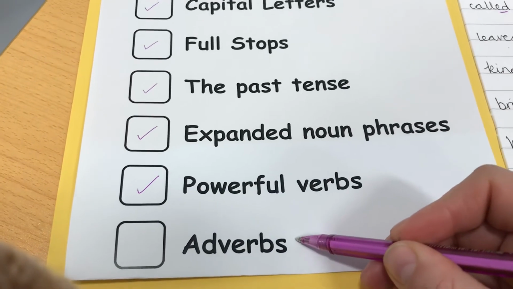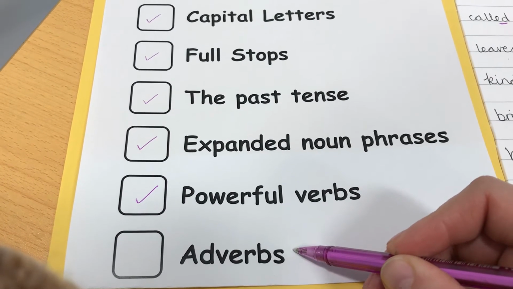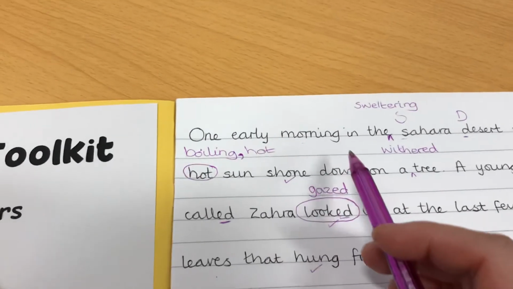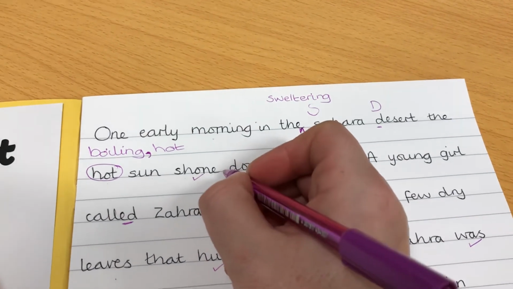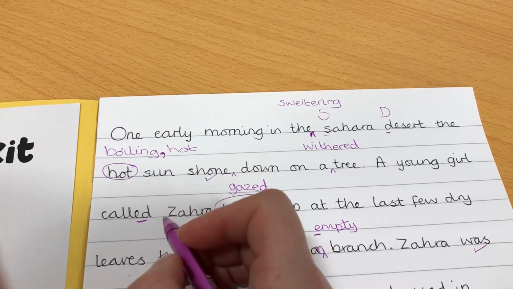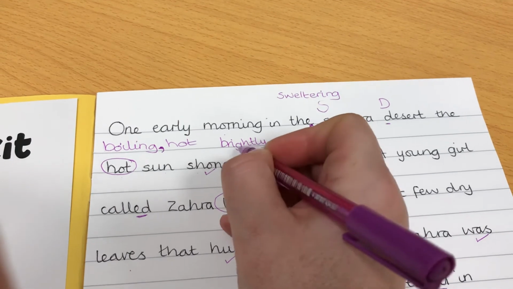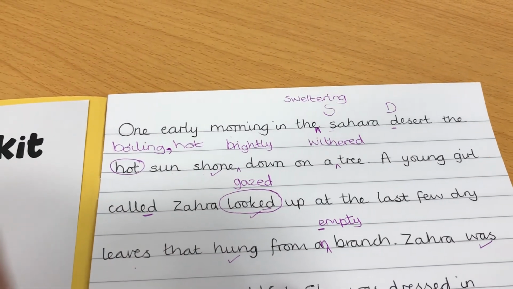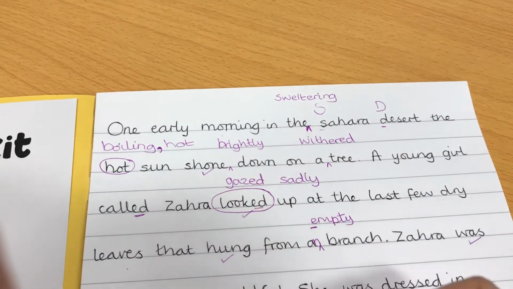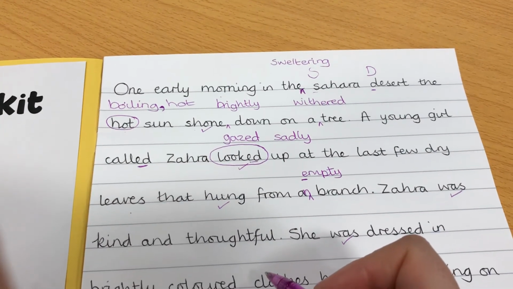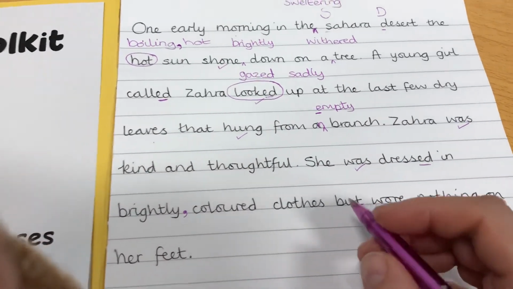And lastly, adverbs. Now remember, adverbs describe the action. So adverbs tell us how and when. So let's have a think. One early morning in the sweltering Sahara Desert, the boiling hot sun shone. I could describe how it shone. Shone brightly. Could say brightly, couldn't I? Shone brightly. So that's describing how the sun shone on the tree. A young girl called Zara gazed sadly, because she's sad that the leaves are falling, up at the last few dry leaves that hung from the empty branch. Zara was kind and thoughtful. She was dressed in brightly coloured clothes but wore nothing on her feet. Yeah, I'm happy with that.